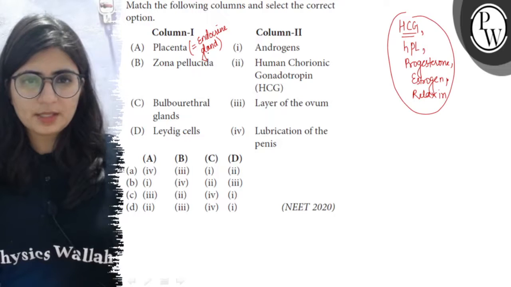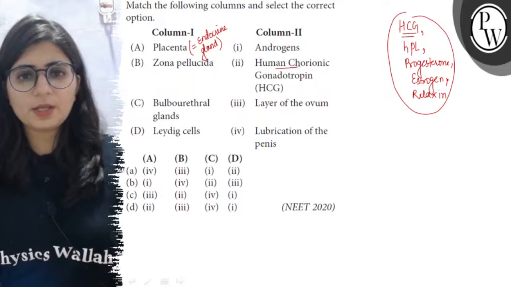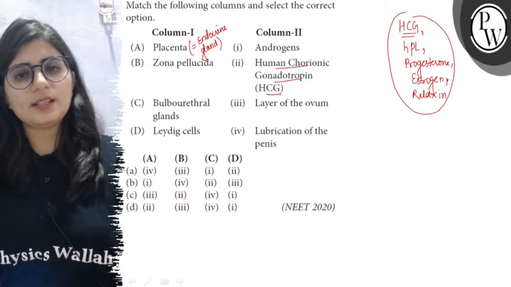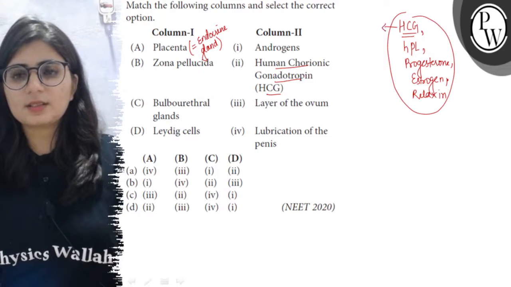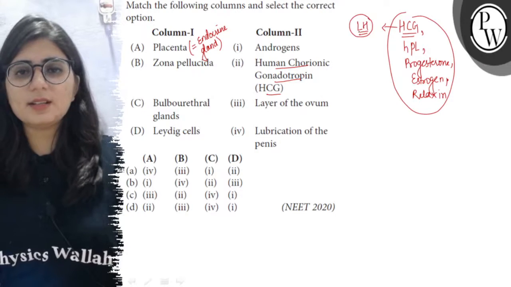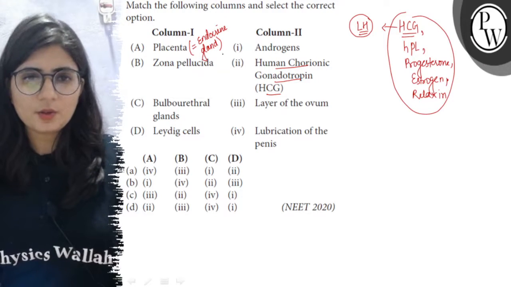So here placenta releases human chorionic gonadotropin or the HCG, which is taking the role of LH and it maintains the corpus luteum. So placenta goes with option 2.